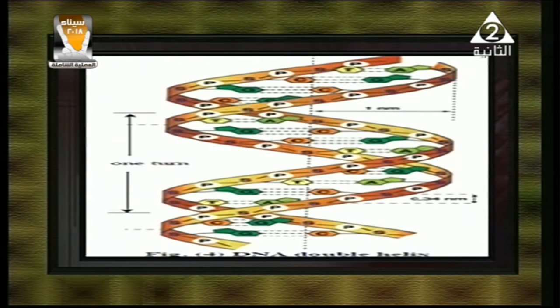Each nucleotide has 3 parts: the deoxyribose sugar, the phosphate group, and a nitrogenous base, maybe adenine or cytosine, thymine or guanine. And the nitrogenous bases, as you can observe, are inside, while the other parts are outside, like the sides of a ladder.